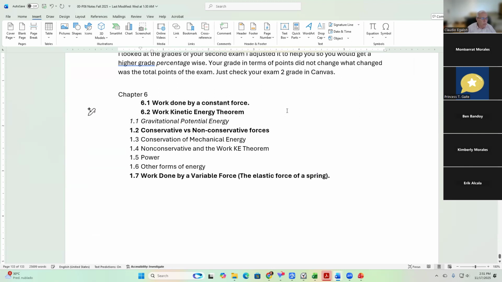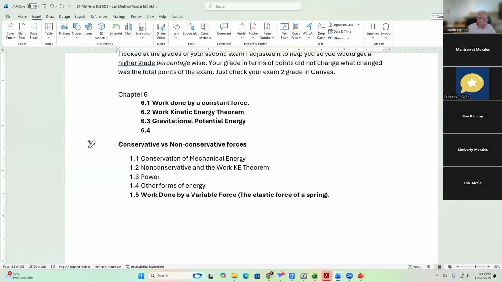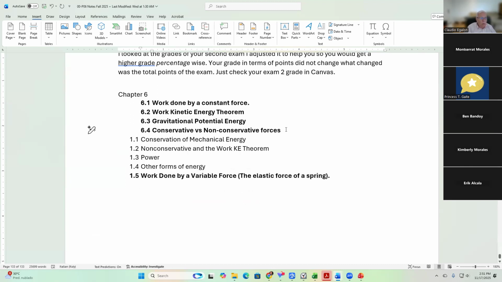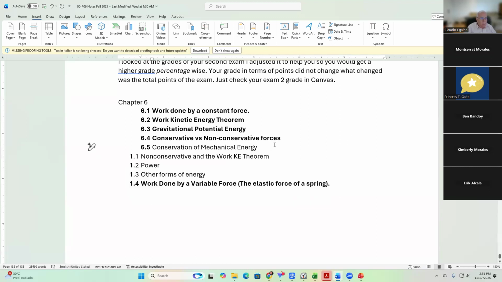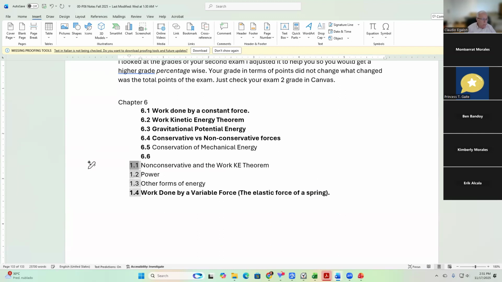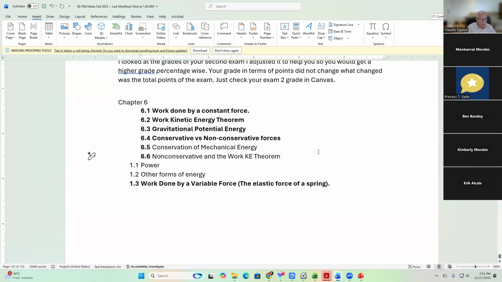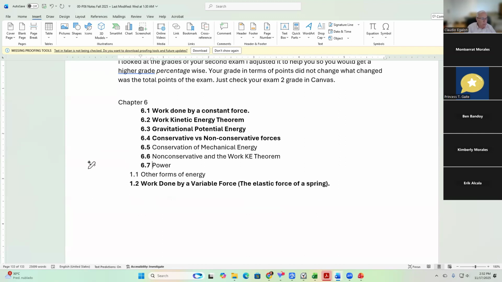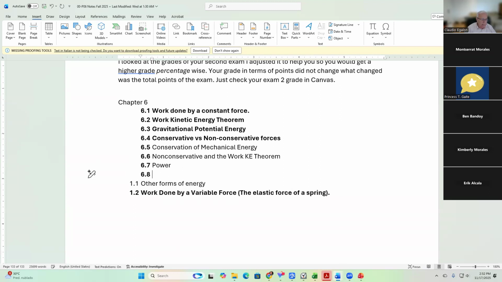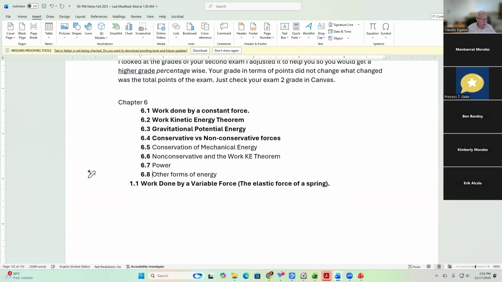Work kinetic energy theorem. We covered the gravitational potential energy as well. So we can cover both of those. I came up with a table. And conservation of mechanical energy is a straightforward consequence of the work kinetic energy theorem and the definition of potential energy.